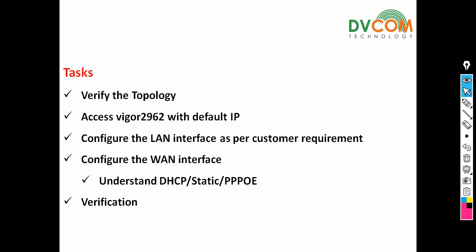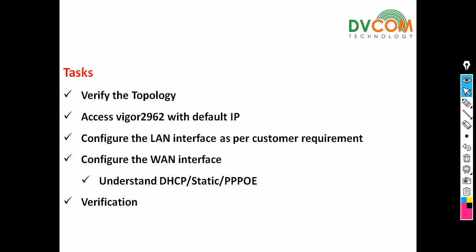The second task is to access the Vigor 2962 with the default IP. As you know, if it doesn't have any IP address initially, the default IP address is 192.168.1.1. Then we'll see how to configure your LAN interface and WAN interface as per the customer requirement.